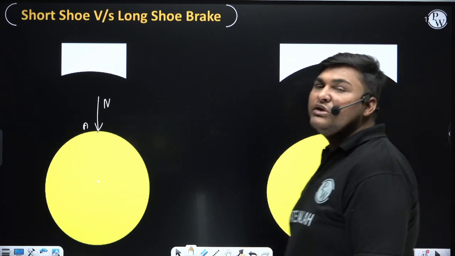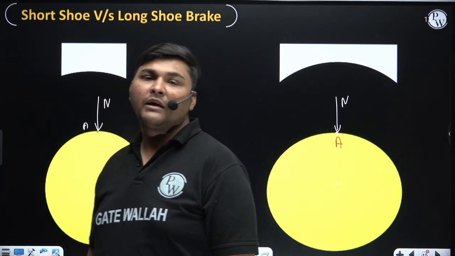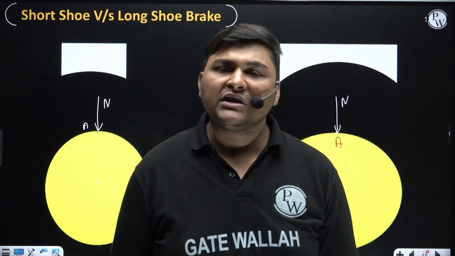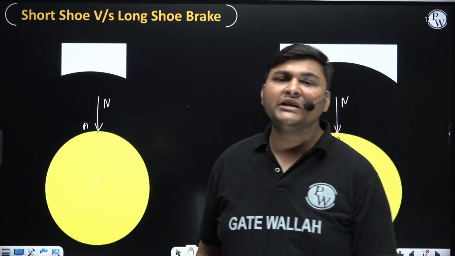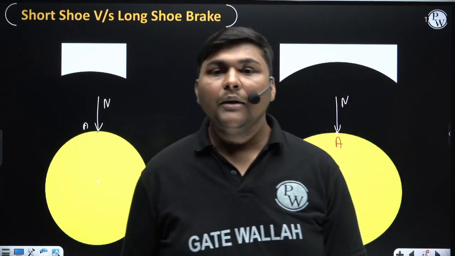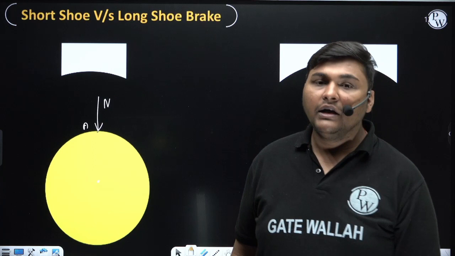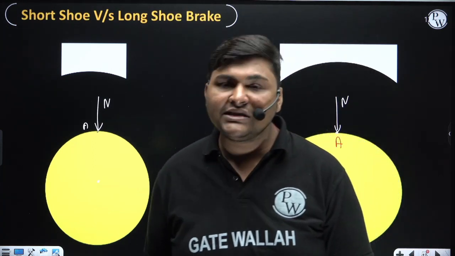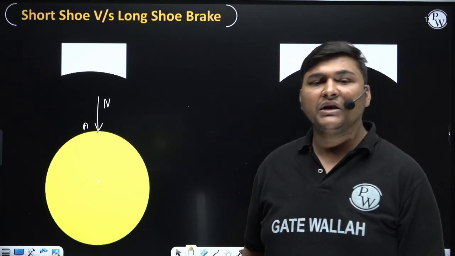Now due to this normal force, friction force will come. In mechanics you already studied that if the normal force is N, the friction force will be perpendicular to N and its magnitude will be mu into N, where mu is the coefficient of friction. But it is not always correct. This concept is only correct when the surface is a flat surface and the pressure distribution is uniform.